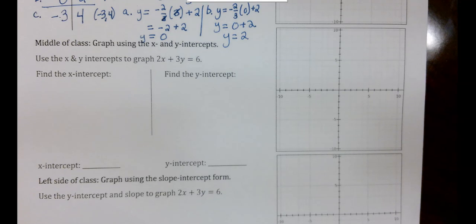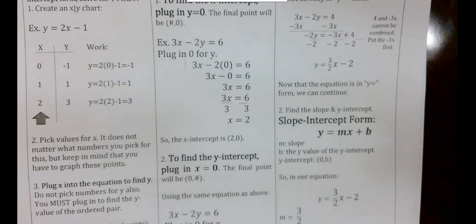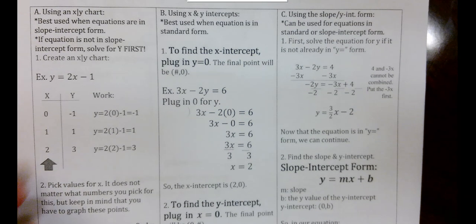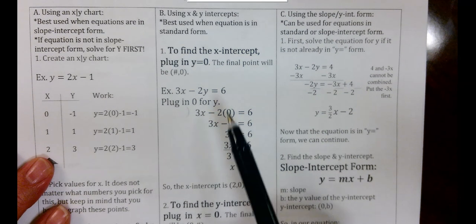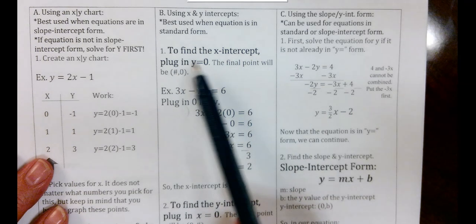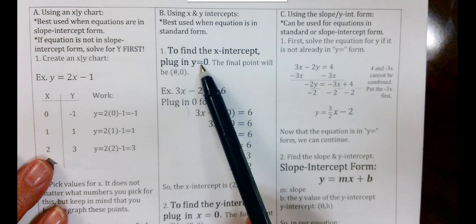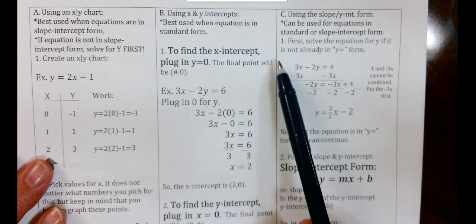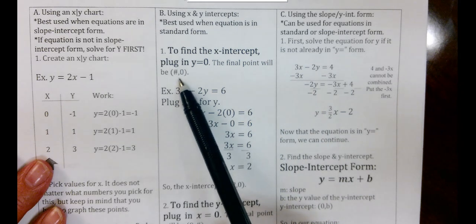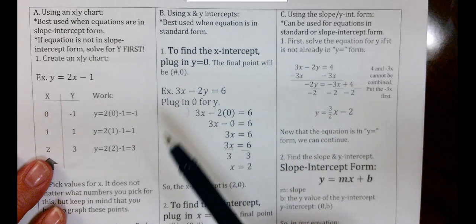Using the X and Y intercepts. Again, going back to our very first reference page, that is the middle column. So let's look at our middle column real quick. Using the X and Y intercepts, to find the X intercept, we're plugging in Y equals 0. Our final point will be a number, comma, that 0 that we plugged in.